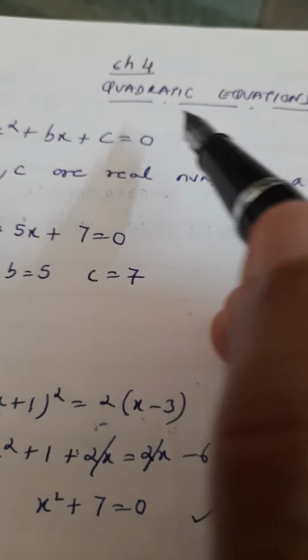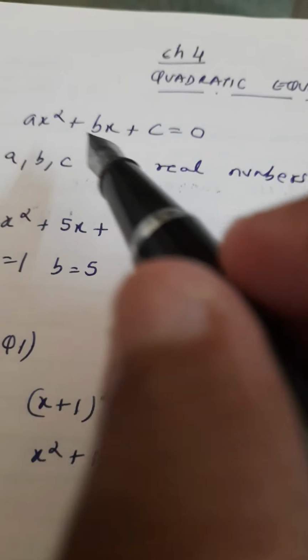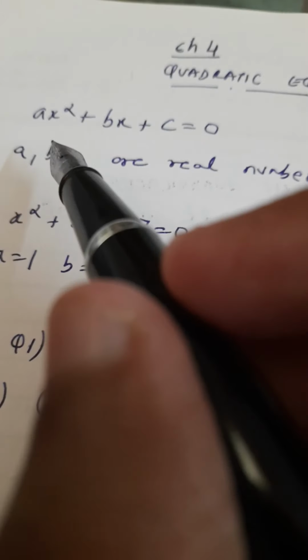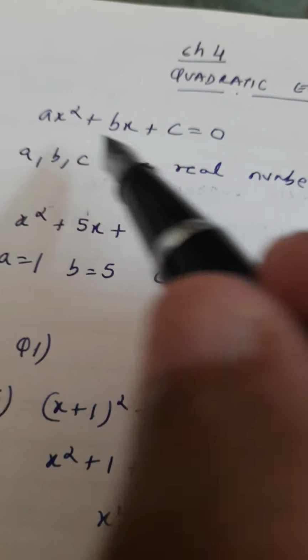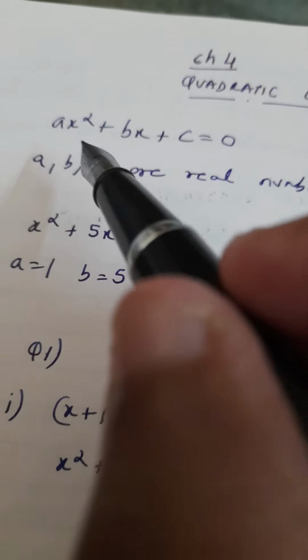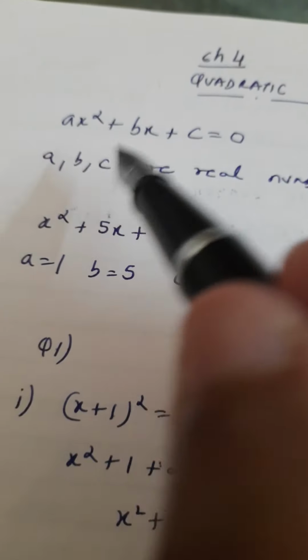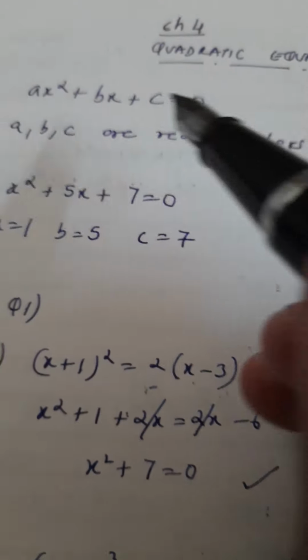So what we are doing is quadratic equation. If you are asked to define or what is the general form of a quadratic, you will say that a quadratic equation is an equation of degree 2. Its general form is ax square plus bx plus c, and a, b, c are real numbers where a is not equal to 0. So this is the meaning of a quadratic equation.